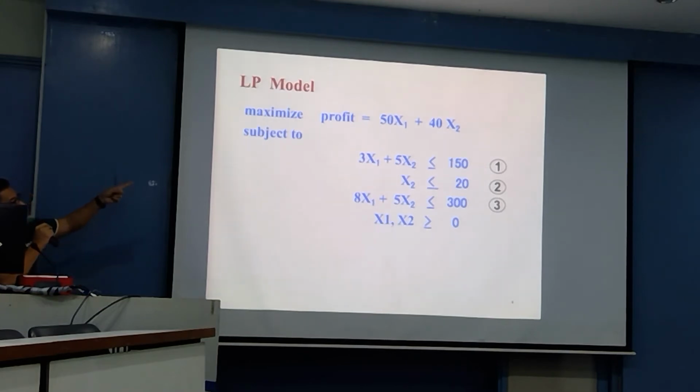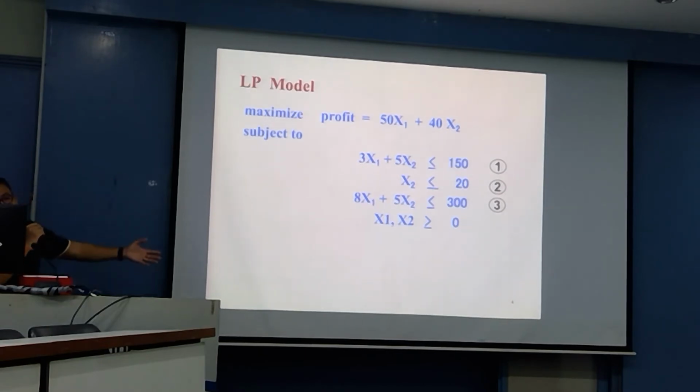Our objective is to maximize the total profit. X1 refers to the number of Desktops to produce, and X2 is the number of Portables to produce. So the objective function is: maximize total profit equal to 50x1 plus 40x2. Subject to, we have three constraints. The first constraint refers to the assembly time: 3x1 plus 5x2 less than or equal to 150. The second constraint is about the display unit: x2 less than or equal to 20. And the last constraint, constraint number 3, is about warehouse space: 8x1 plus 5x2 less than or equal to 300.